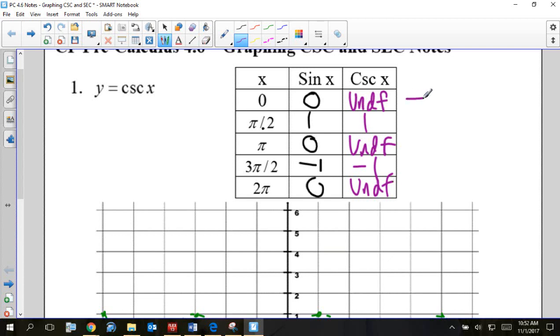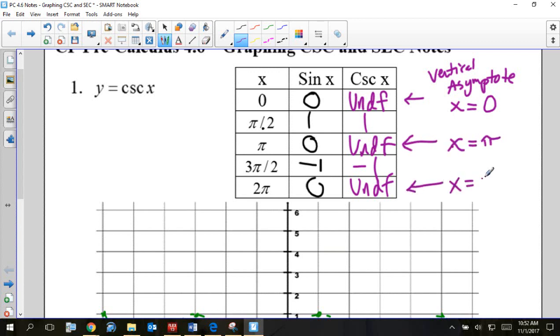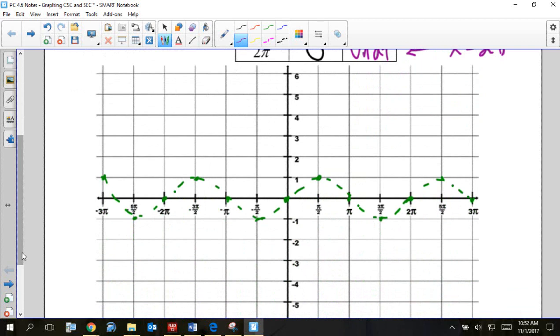Anytime you have an undefined value, it's going to be a vertical asymptote, and since it's vertical, it's going to be at x equals that value. This one is going to be at x equals pi. And then this one here is going to be at x equals 2 pi. Those are going to be the asymptotes. And the asymptotes are not really part of the graph either. They're just helping us graph it. So they're going to be dashed. So at 0 and at pi and at 2 pi, I'm going to put a vertical dashed line and know that that's my asymptote.